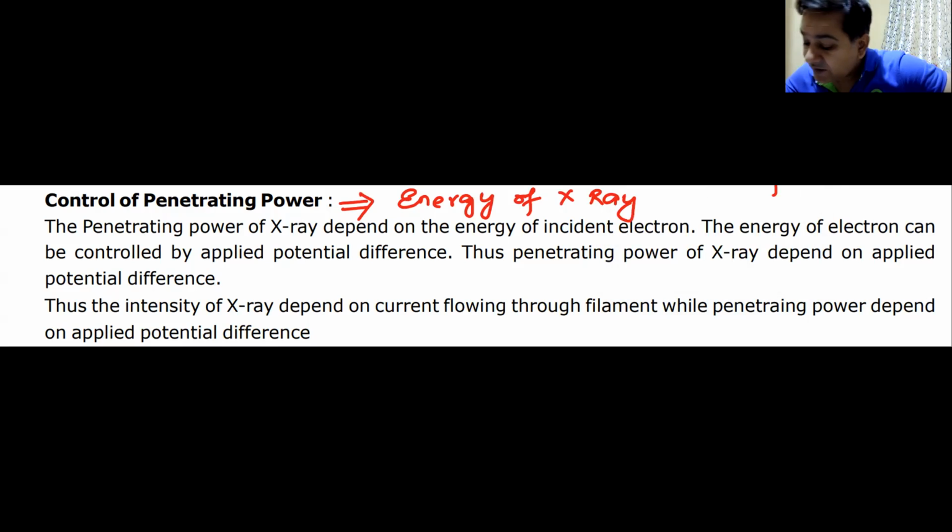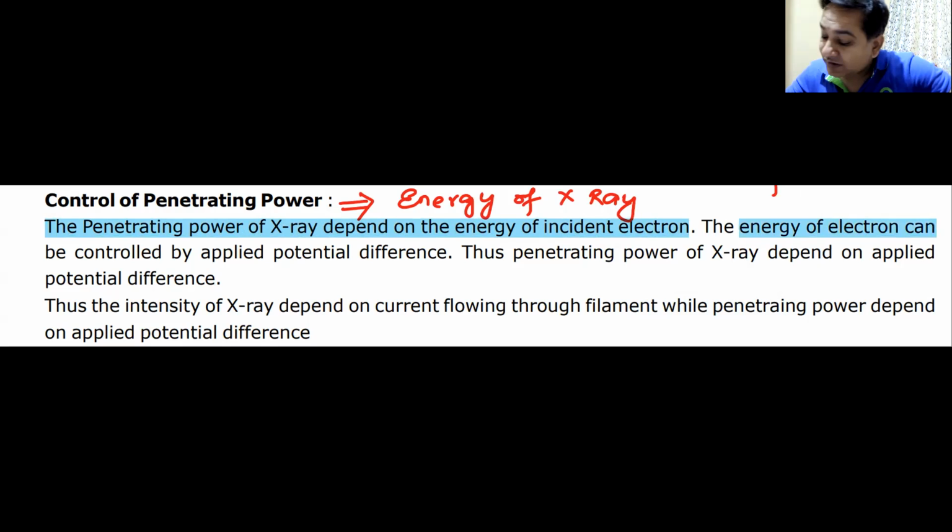Then I will mark it on the sheet. The penetrating power of the X-ray, which is the energy, depends on the energy of the incident electron. The energy of the electron can be controlled by controlling the potential difference. And hence, the penetrating power or the energy of the X-rays depends on the applied potential difference. Do we understand this? Yes, sir.